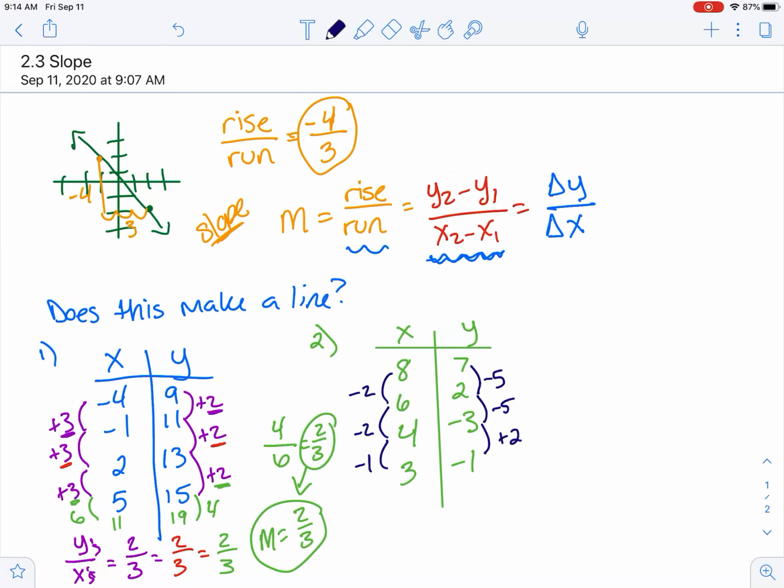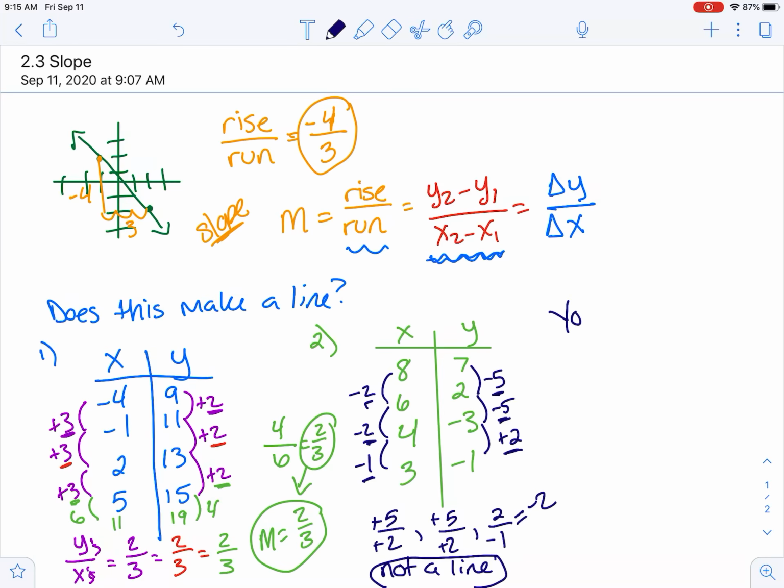Let's see what happens when we make our slopes. So my first one, I have negative 5 over negative 2. Oh, negative over negative. What happens? Bam, bam, and it's a positive 5/2. Next one, we have negative 5 over negative 2. Negative over negative, it becomes a positive. And the last one, I have 2 over negative 1. Well, I can't simplify 5 over 2, but I guess you could make 2 over negative 1 just a negative 2. So these aren't all the same slopes. So does this one make a line? Nope, not a line.